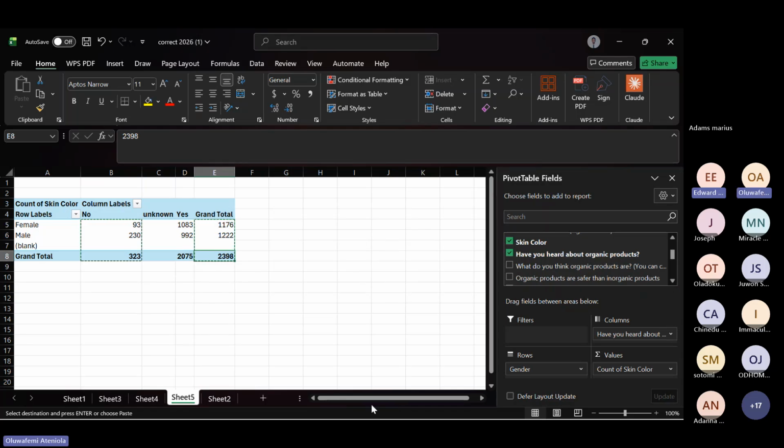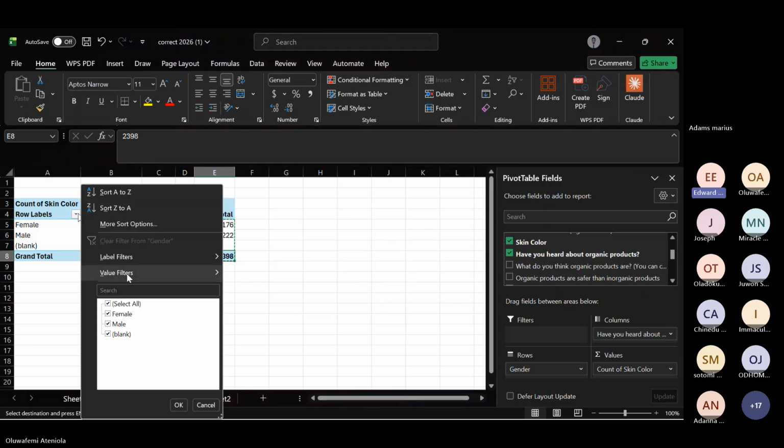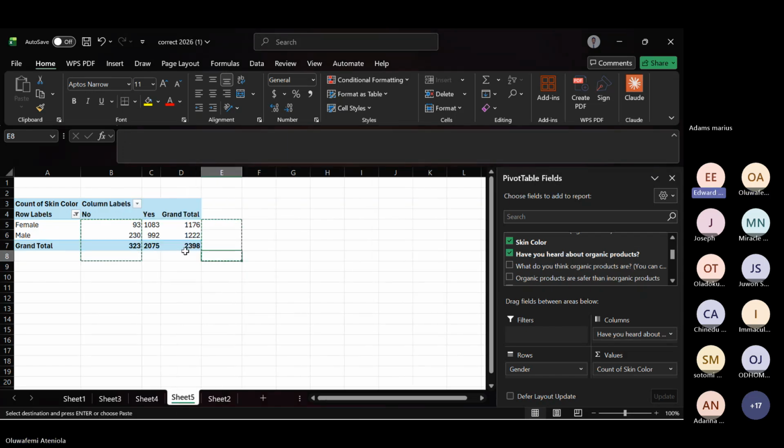So we can take care of all of that. Move blank away. Good. Okay, I think that has to do with the gender. So this is a 2-dimensional pivot table. This one is answering how many males say they don't know about it, how many females say they don't know about it. So we can see the grand total, which we can take off if it had shown here.